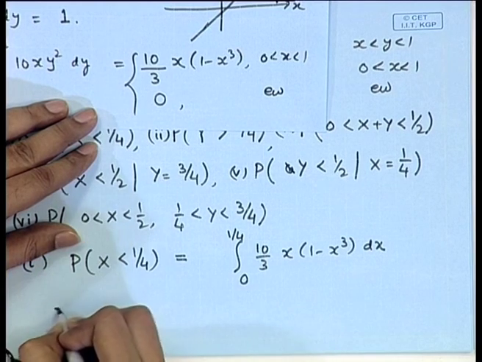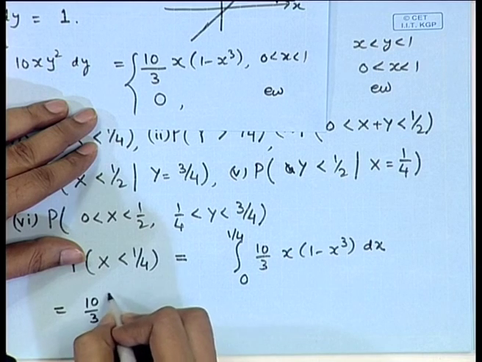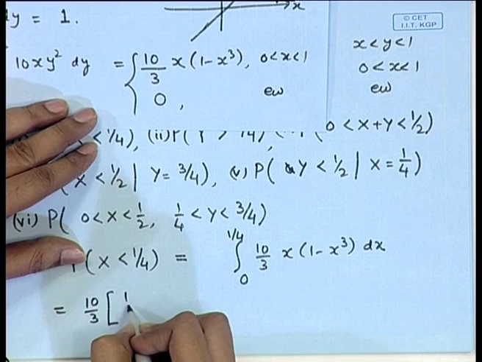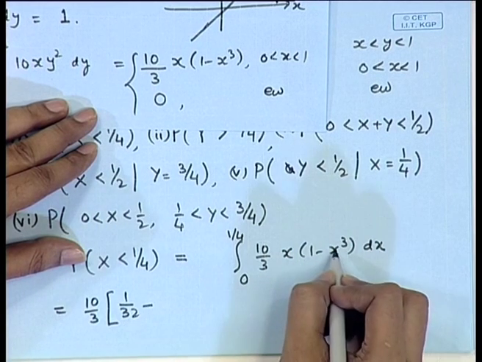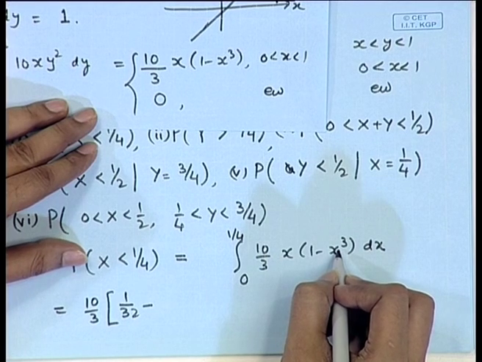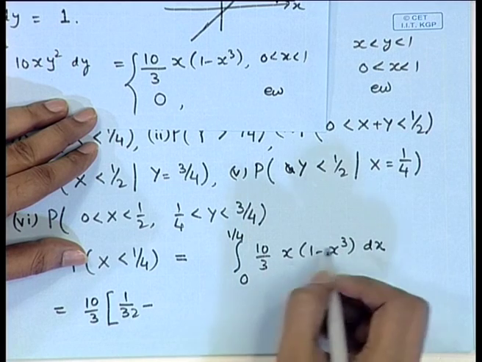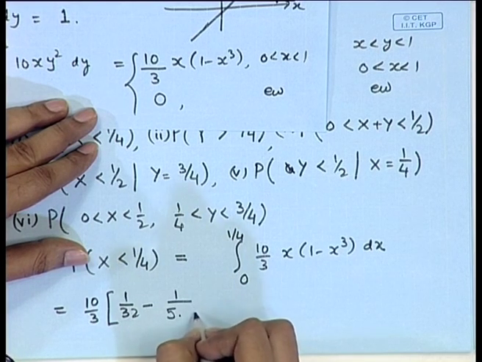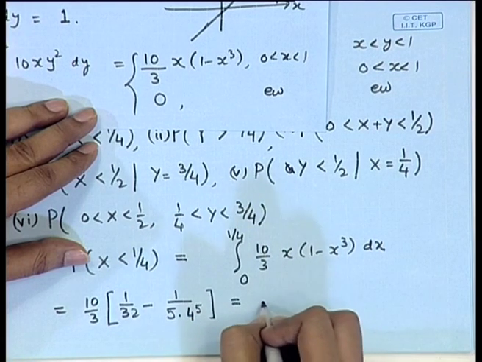This can be evaluated easily. 10 by 3, now the integral of x is x square by 2, so this is giving you 1 by 32, minus the integral of x to the power 4, that is x to the power 5 by 5, so 1 by 5 into 4 to the power 5. So, this can be simplified.